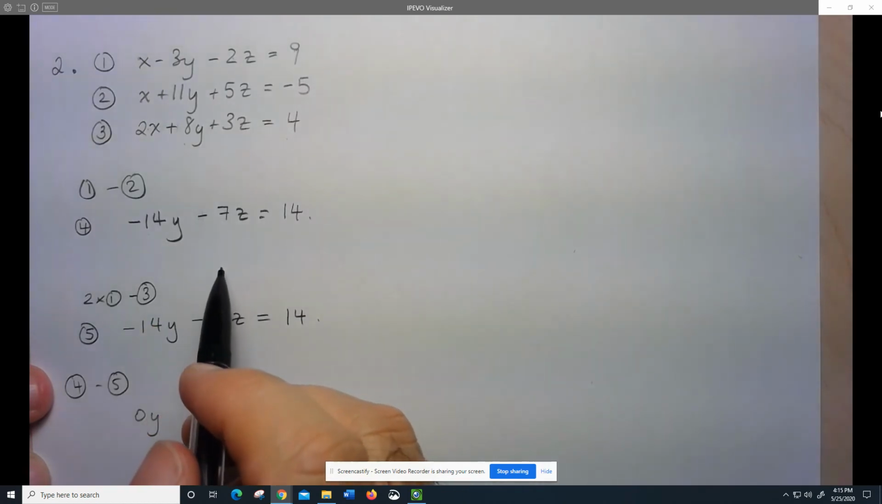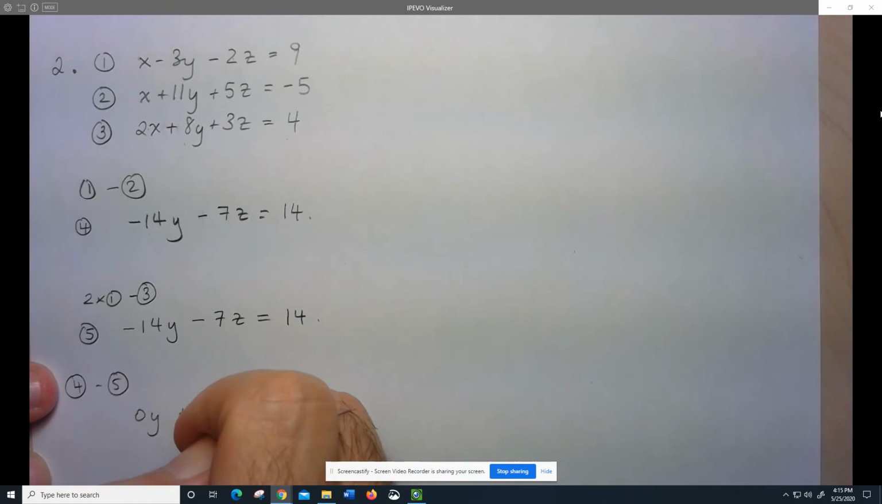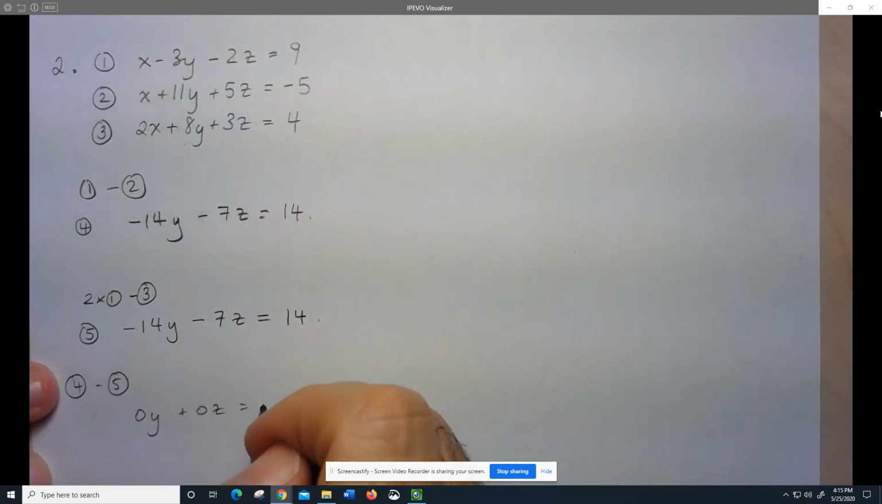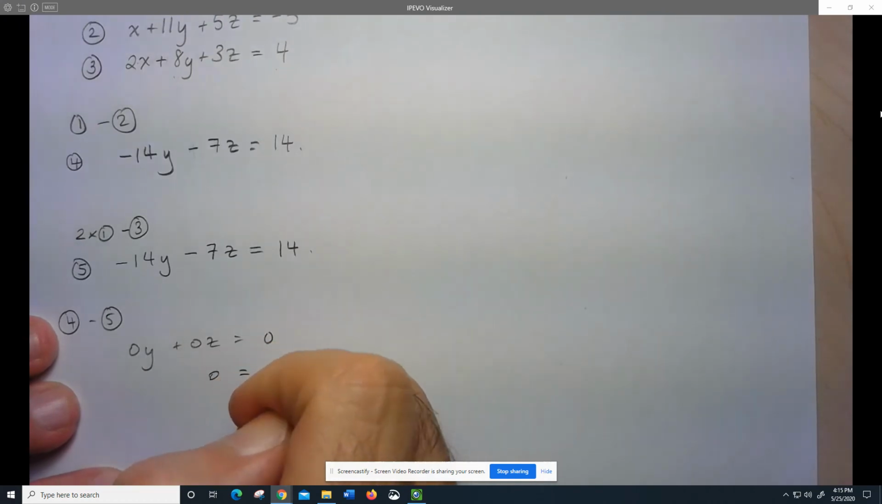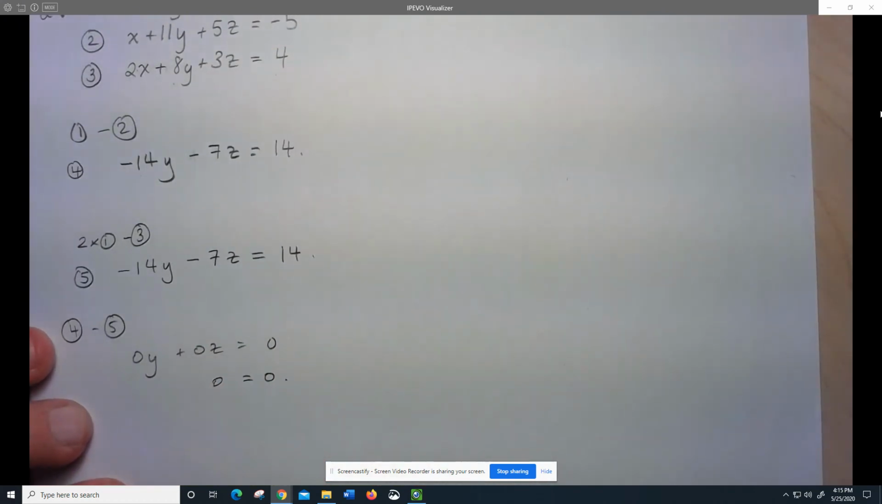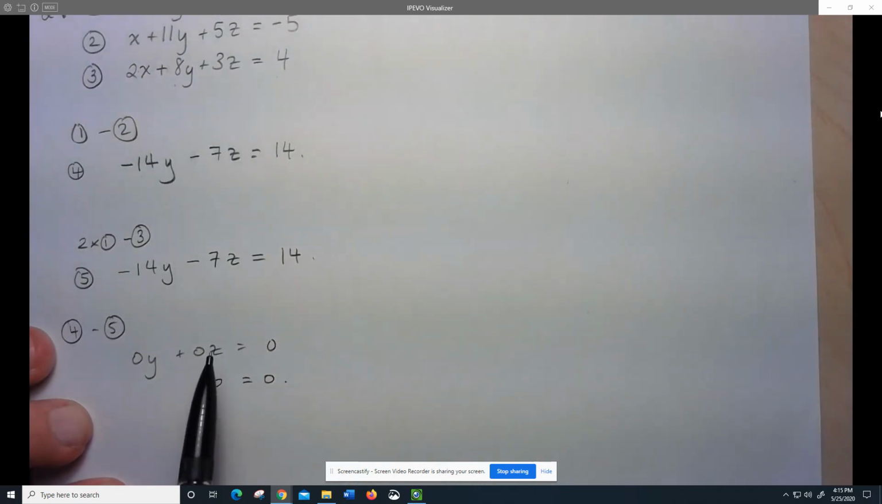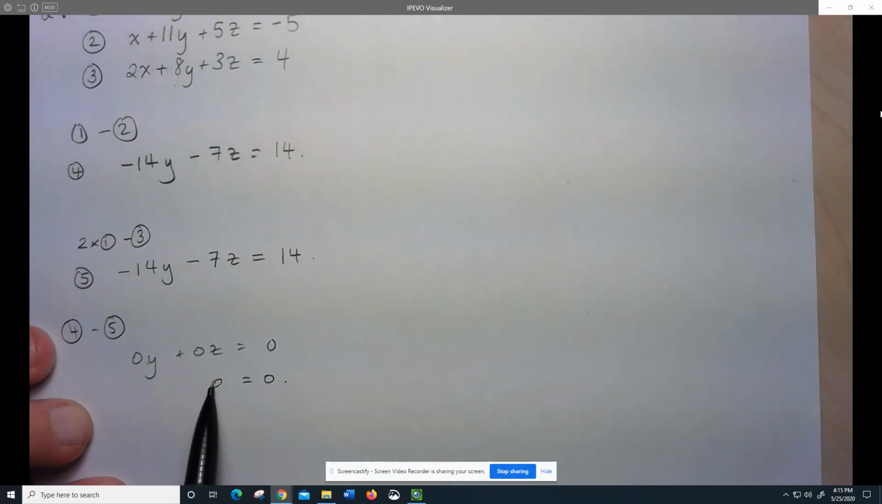Negative 7 minus negative 7. Negative 7 plus 7 is 0. And then 14 minus 14 is 0. And what we end up with is 0 equals 0. Well, what does that tell me? For what values of y and z is 0 equal to 0?